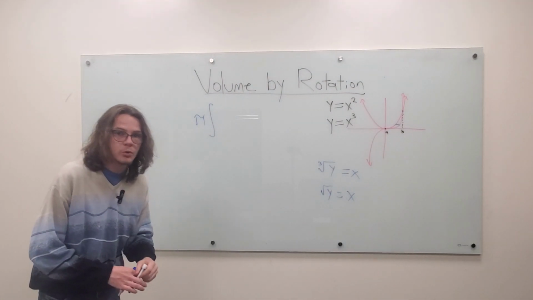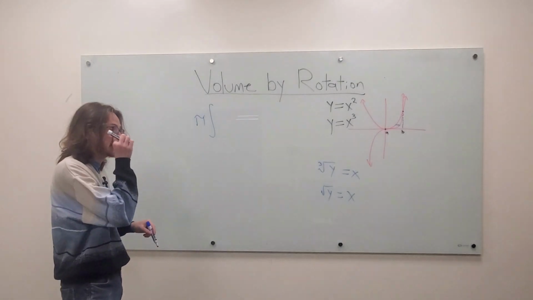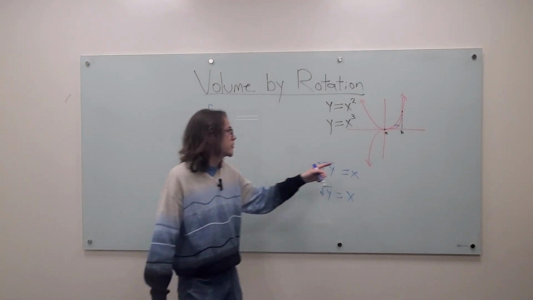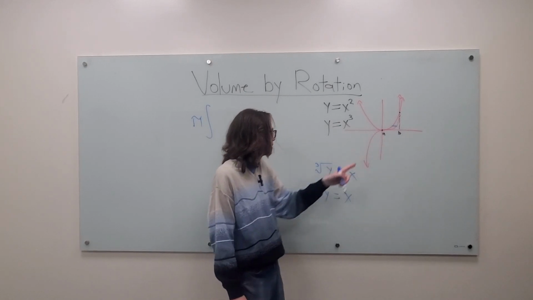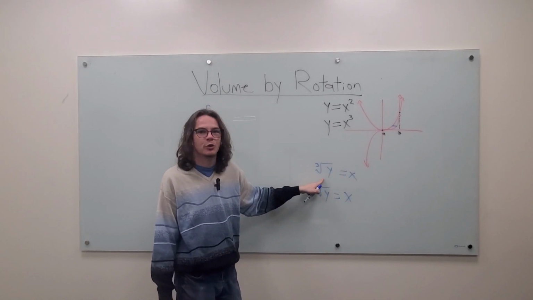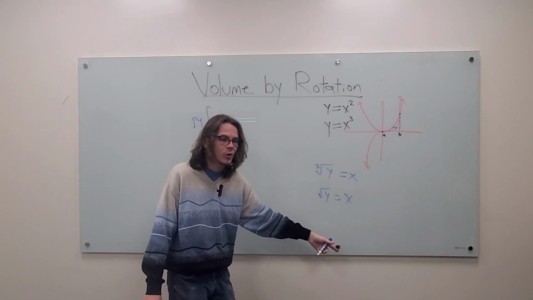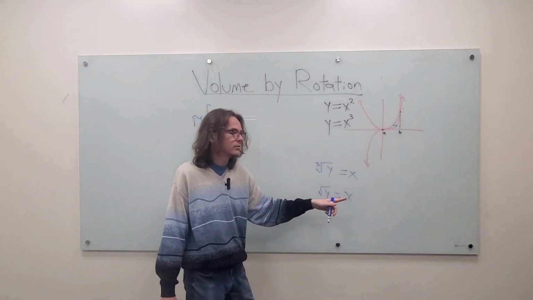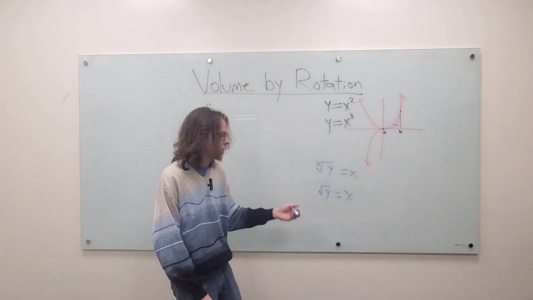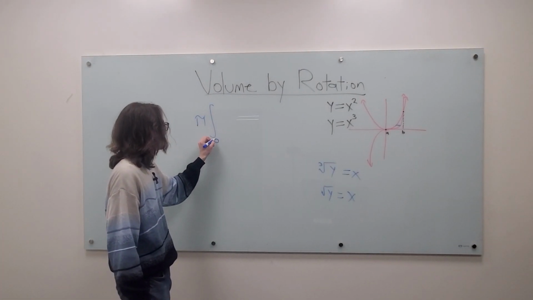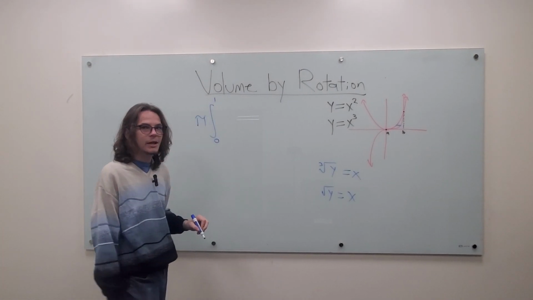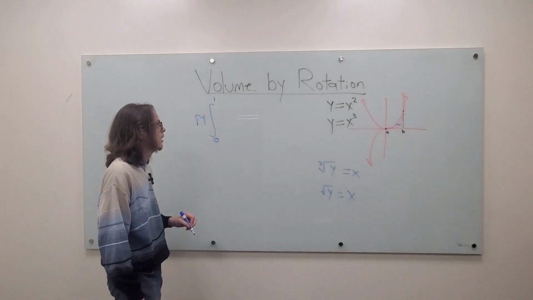Because your limits of integration will not necessarily be the same. But for this one, they are the same, because obviously the cube root of 1 equals 1, or the square root of 1 equals 1, and the cube root of 0 and square root of 0 equal 0. So this time we're going to have the same limits.